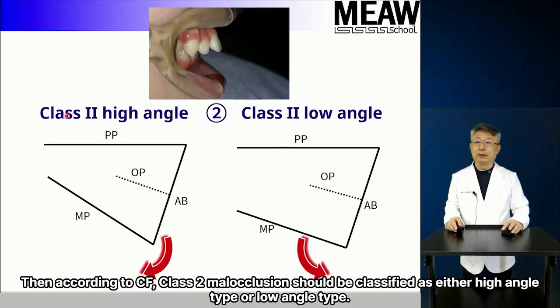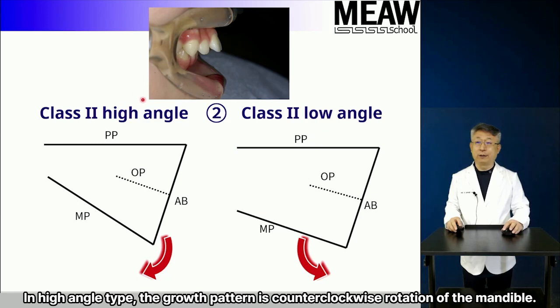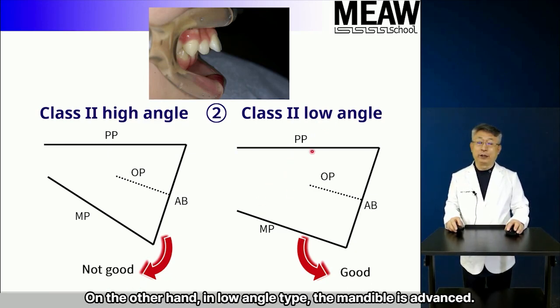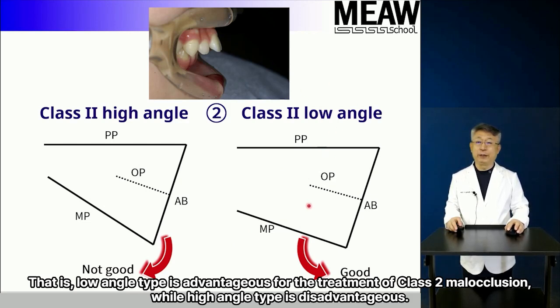Then, according to CF, Class 2 malocclusion should be classified as either high-angle type or low-angle type. In high-angle type, the growth pattern is counterclockwise rotation of the mandible. On the other hand, in low-angle type, the mandible is advanced. That is, low-angle type is advantageous for the treatment of Class 2 malocclusion, while high-angle type is disadvantageous.